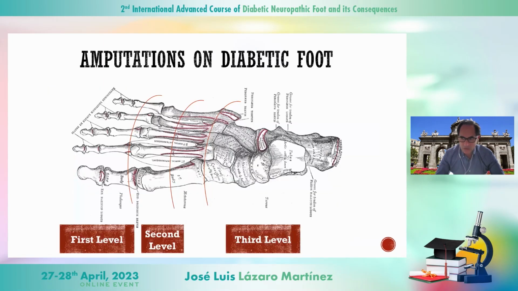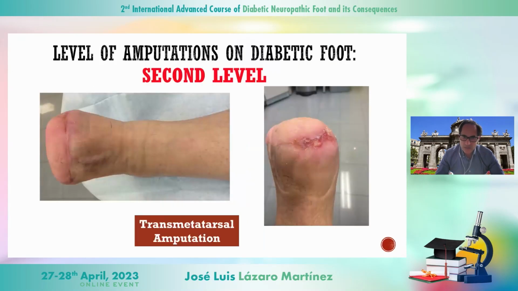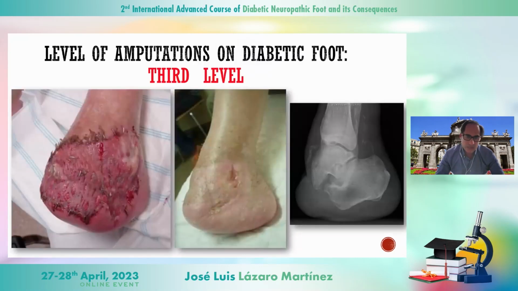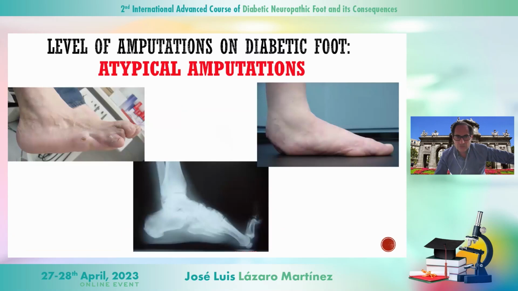Especially with amputation located in the foot, you can find different levels of amputation. First level amputations are located in the forefoot. This is associated with transfer lesions to another part of the foot. This is the transmetatarsal amputation. This is associated with the absence of the third rocker. That means that the patient has an important disorder in the gait. And finally, the last level of amputation is associated with an unstable foot, and this can cause a lesion in this leg, or in other cases in the contralateral foot.